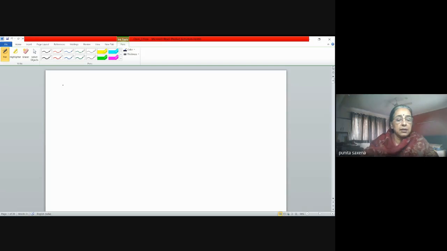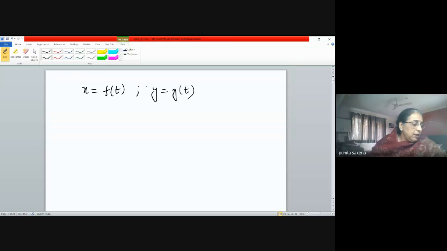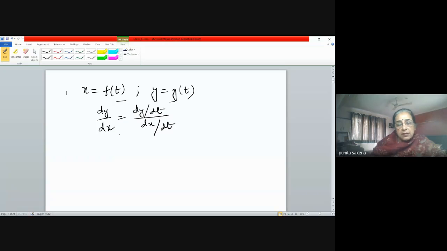Yesterday we were discussing parametric curves, right? And we had seen that when x is some function of t and y is another function of t, then such a curve is said to be a parametric curve. Now, using this, we know how to find dy by dx, which we had defined as dy by dt upon dx by dt, right?